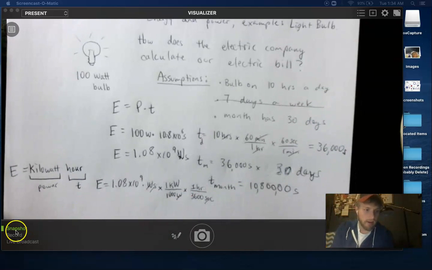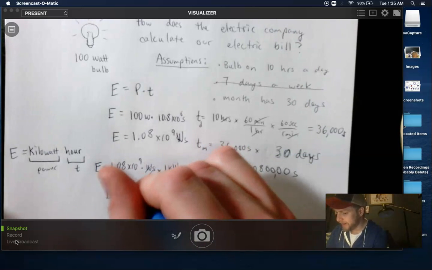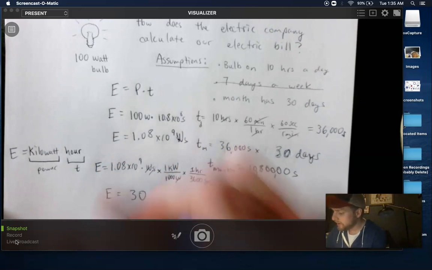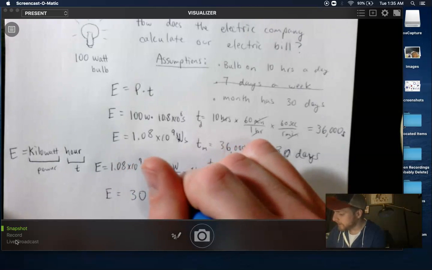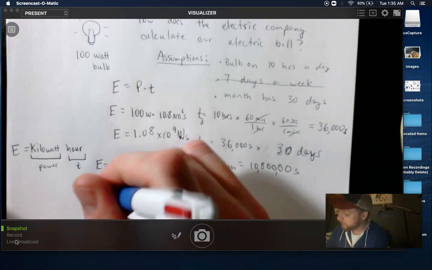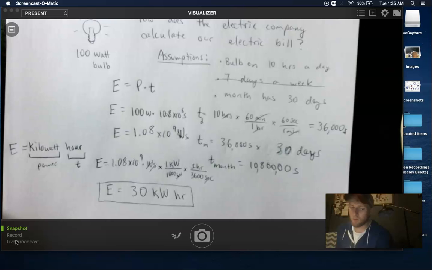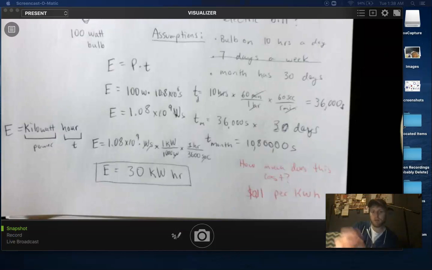So let's do that. I just did that calculation. You get exactly 30 kilowatt hours when you don't do any rounding at all. So to the power company, that's how much of their energy you took. Again, that is in units of energy. You're doing power times time. How much does this cost?